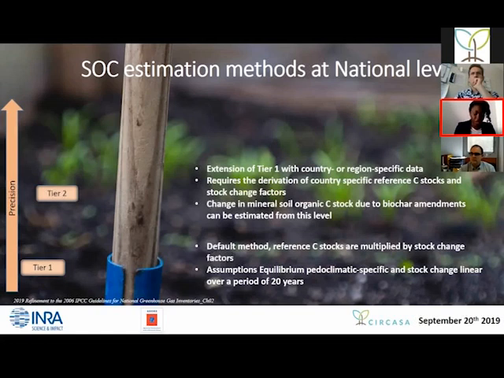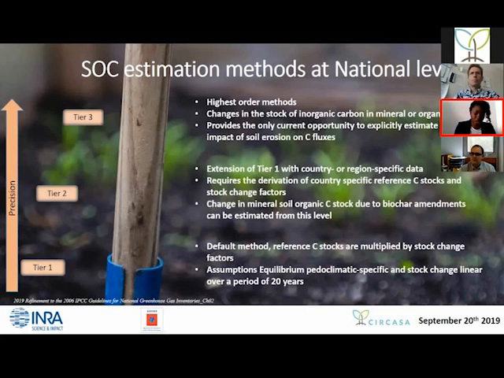Change in mineral carbon stock due to biochar amendment also can be estimated at this level, but not in Tier 1. It's also possible in Tier 3, the highest order of methods. Here, process-based models and inventory measurements tailored to address national circumstances, repeated over time and driven by high-resolution activity data and disaggregated at sub-national level, can be used. These higher-order methods also provide estimates of greater certainty than the lower tiers, Tier 1 and Tier 2.